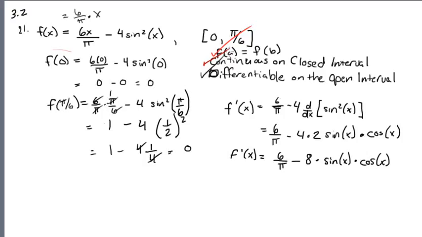So my f of a equals my f of b. I'm continuous on a closed interval. I'm differentiable on the open interval. So I know that Rolle's theorem applies here. So I know that there's going to be at least one point in 0 to pi over 6, we'll call that value c, where the derivative is going to be equal to 0.